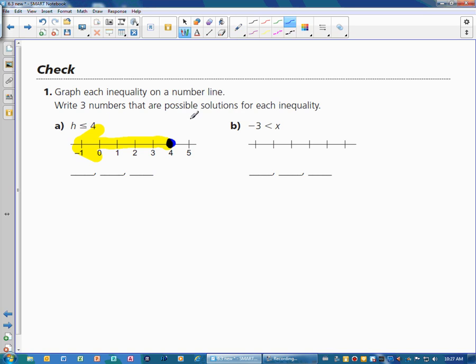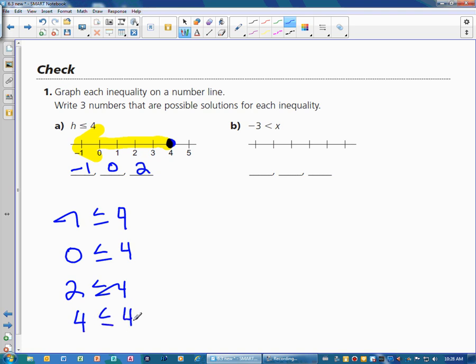And then if it wants 3 numbers that are possible solutions, well, we could say -1 is possible, we could say 0 is possible, and we could say like 2 is possible, because -1 is less than or equal to 4. 0 is less than or equal to 4. 2 is less than or equal to 4. Now remember how 4 had a closed circle? So 4 is actually a solution, because 4 is less than or equal to 4. Because it's got that closed circle, you can include it.